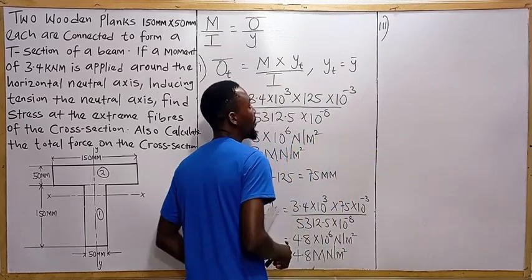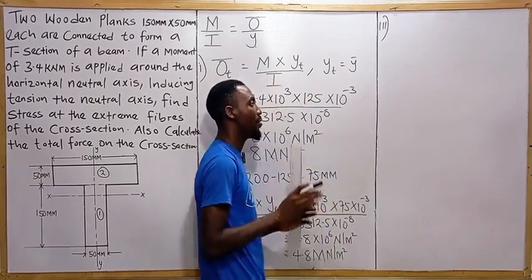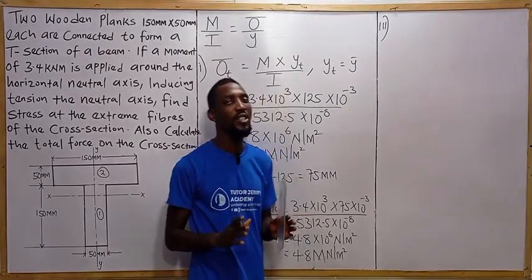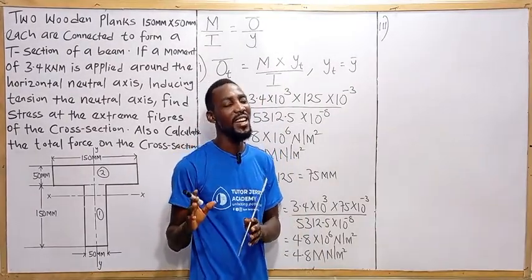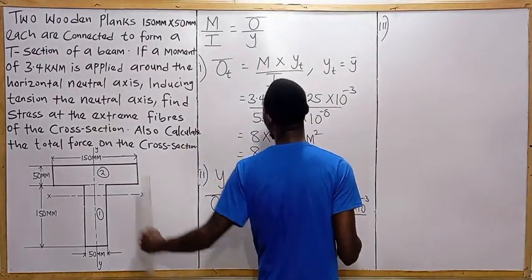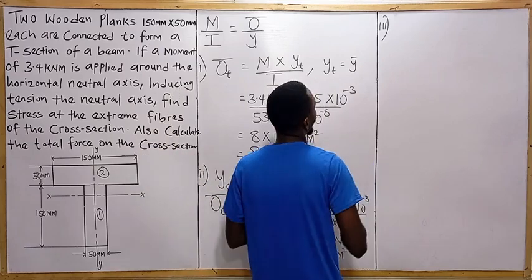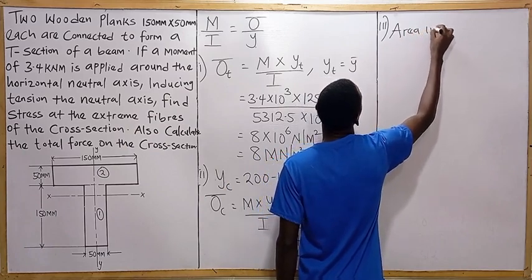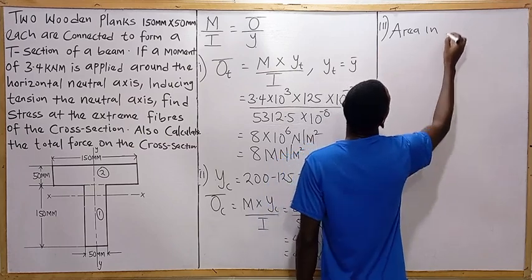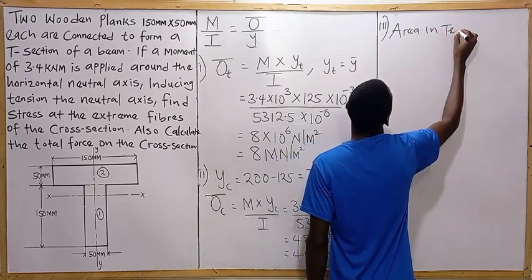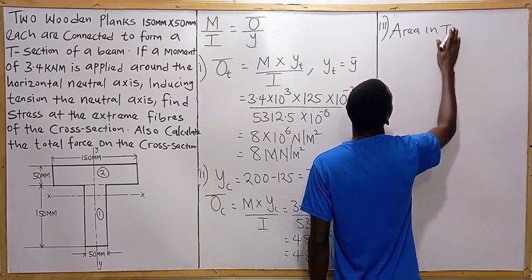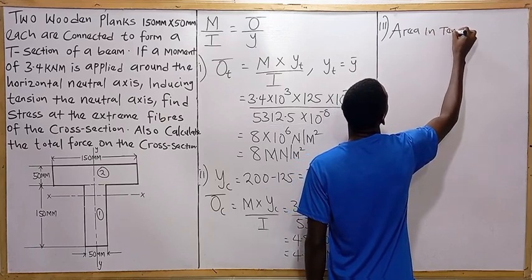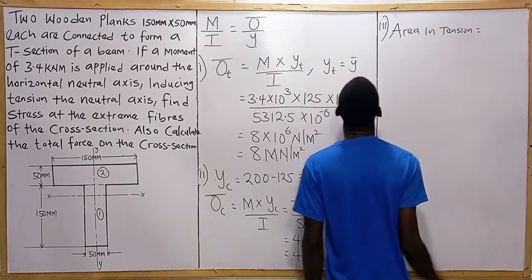All right, so the first thing we are going to do before calculating the total tensile force on the cross section is to find the area in tension, because they say inducing tension. So we are going to go for the area in tension. Okay, let me write it. All right, so the area in tension.